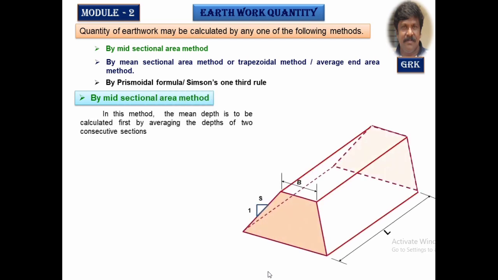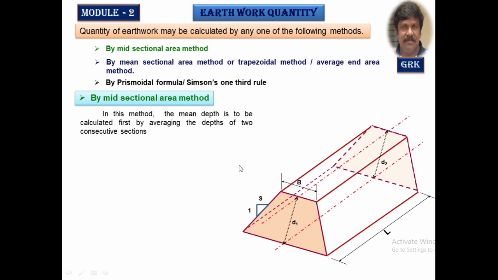and how to calculate the volume. Now you are seeing a typical isometric view of an embankment, or I can go with the cutting. Both the formulas that are used are the same here. Now this is the embankment top width, called the formation width B, the side slope of the bank is S to 1. The distance between the two sections is L.